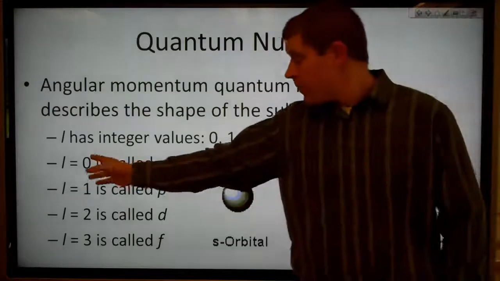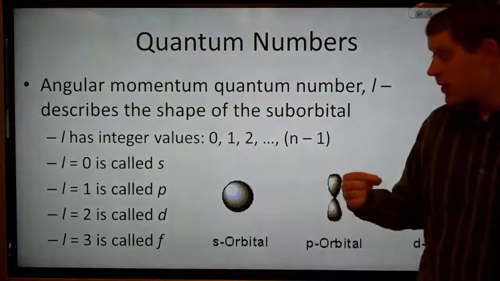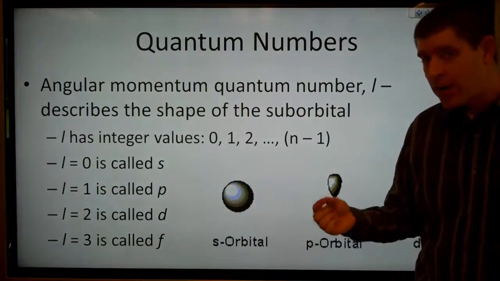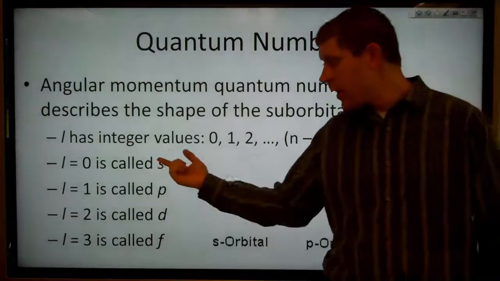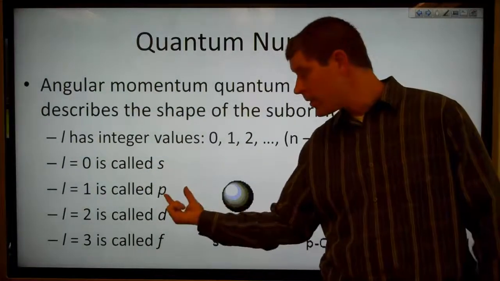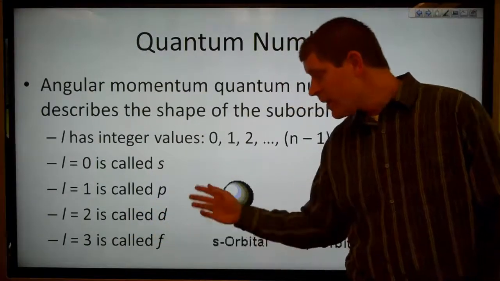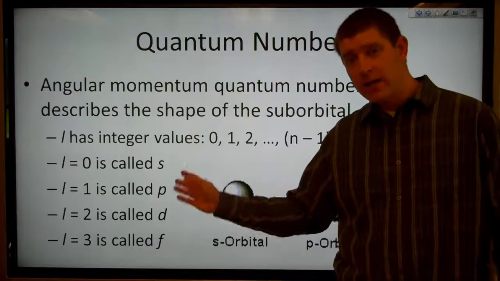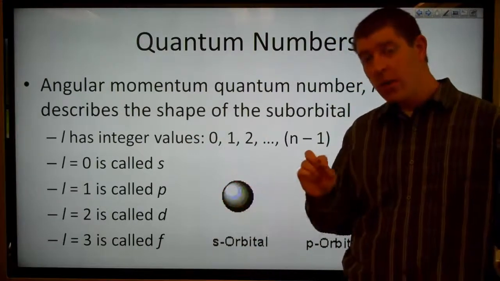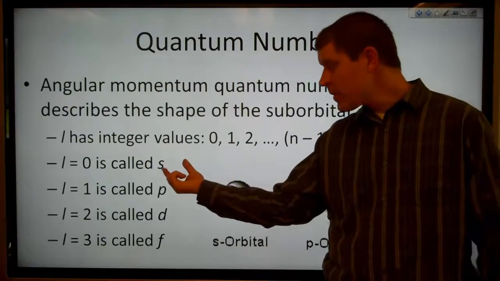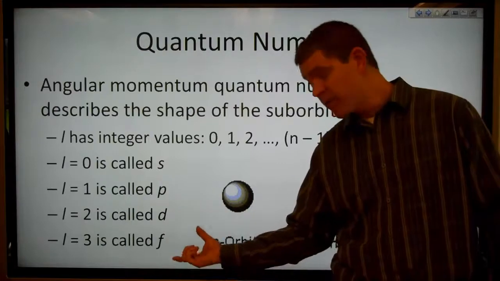Now, we've also given l values specific letters associated with these suborbitals. l equals 0 is s, l equals 1 is called p, l equals 2 is d, l equals 3 is f. The reason these letters are used seems a little strange, but it comes from the line spectrum: s means sharp, p is from principal, d is diffuse, f is fundamental.